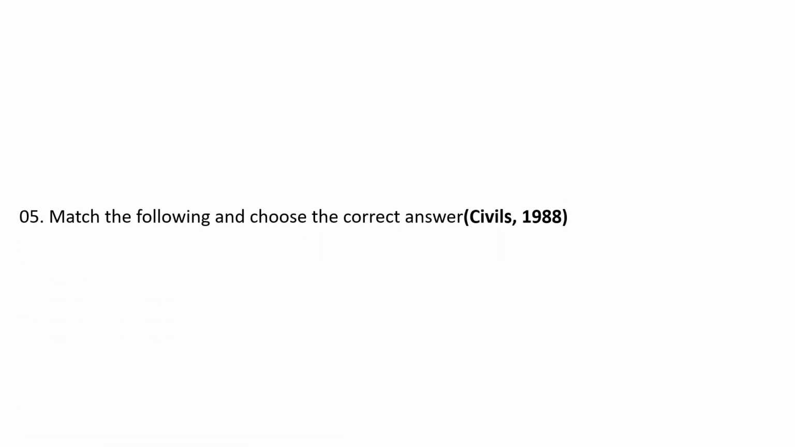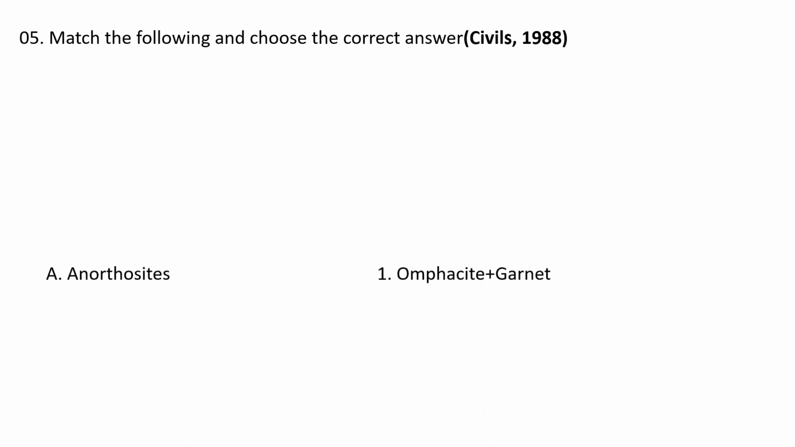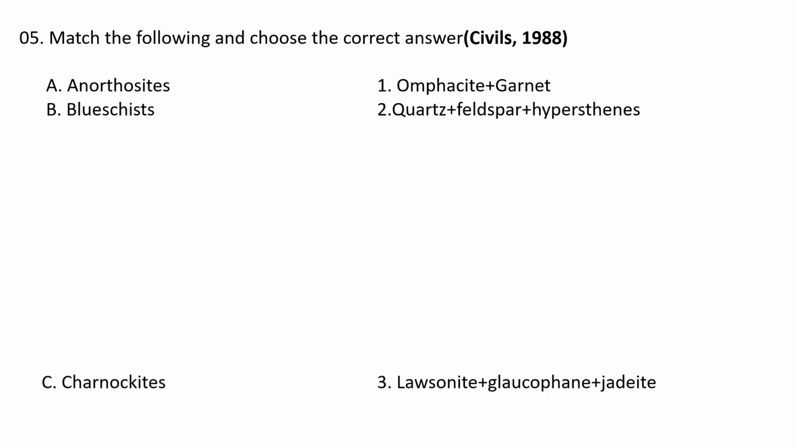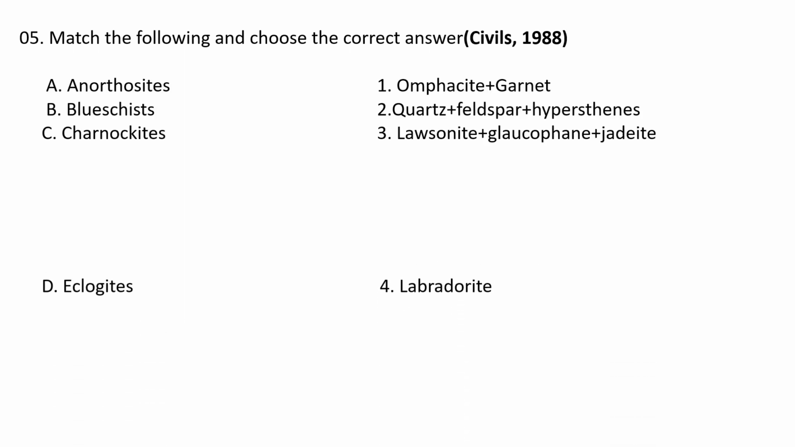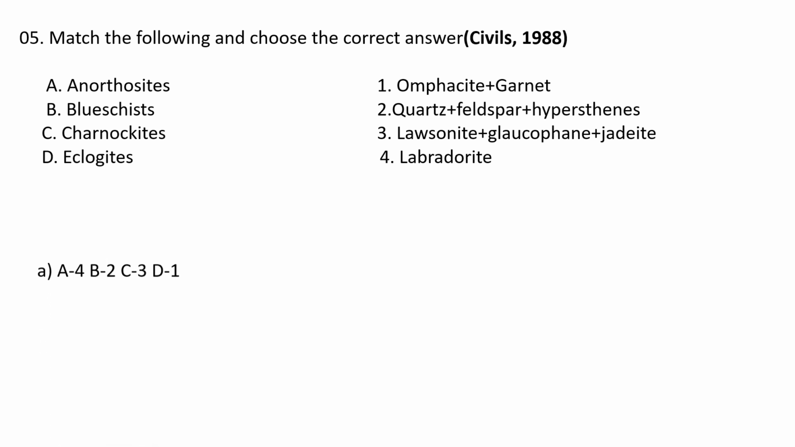Next question. Match the following and choose the correct answer. A. Anorthosites, B. Blue schist, C. Charnockites, D. Eclogites. And 1, 2, 3, 4 are given: 1. Omphacite and garnet, 2. Quartz, feldspar and hypersthene, 3. Lawsonite, glaucophane and jadeite, and 4. Labradorite.